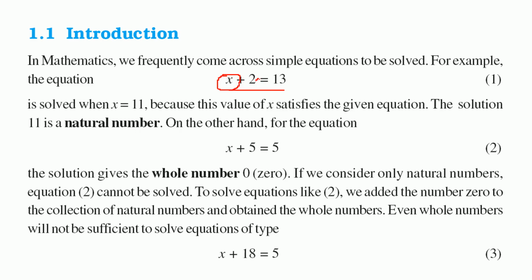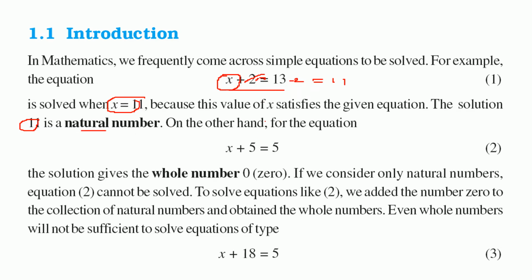When we solve it, we can subtract 2 from both the sides. Then 2 gets cancelled and 13 minus 2 is 11. So x is equal to 11, which is actually satisfying this equation. So this 11 is actually a natural number. Natural numbers are the natural counting numbers.